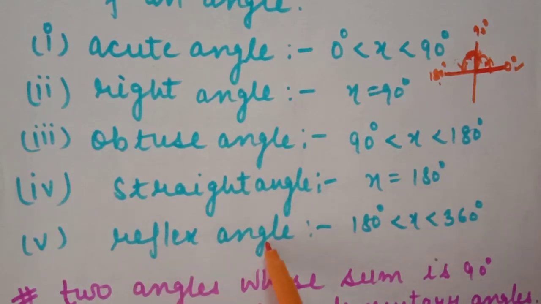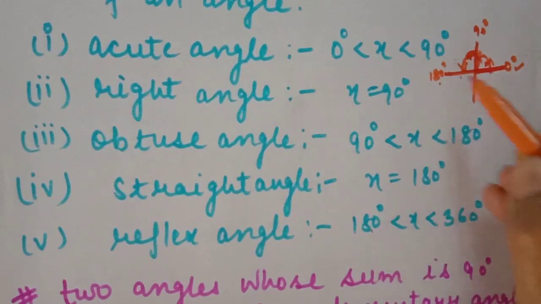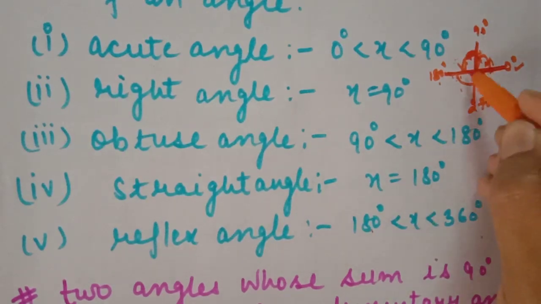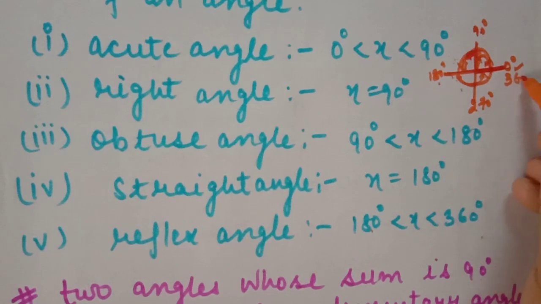Next one is reflex angle. Reflex angle is greater than 180 but less than 360. At this point we have angle 270 degree, and after the complete rotation we have the complete angle here also. The measure of a complete angle is 360 degree.